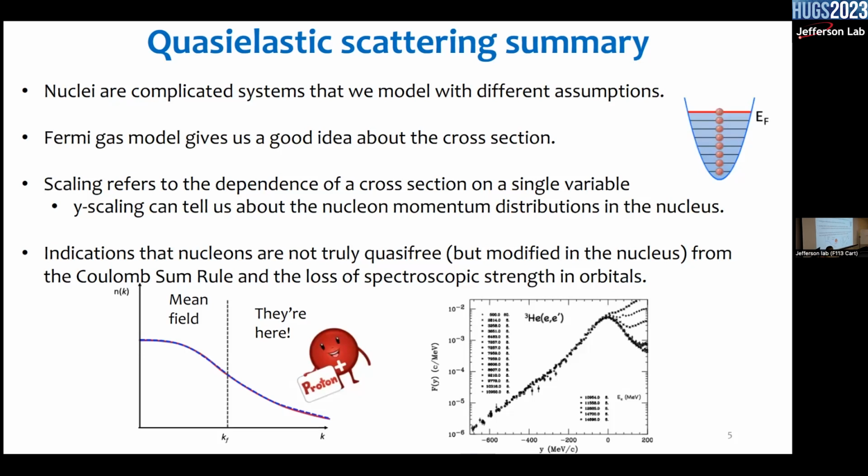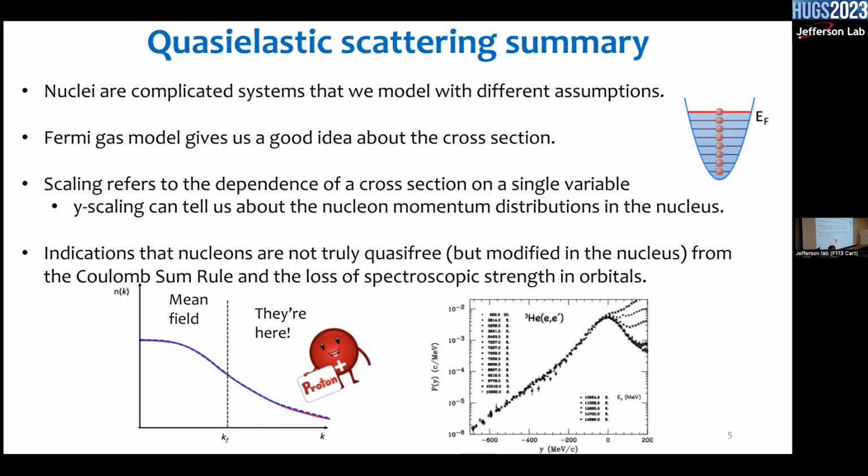For quasi-elastic scattering, we know that the nuclei are complicated, but we also found that the Fermi gas model works reasonably well to give us the general spectra of what the quasi-elastic scattering cross-sections look like. We also know that we have scaling, which refers to the dependence of the cross-section on a single variable, and y-scaling is what works well in quasi-elastic scattering. And then you can expect that you would also have x-scaling when you're looking at quarks.